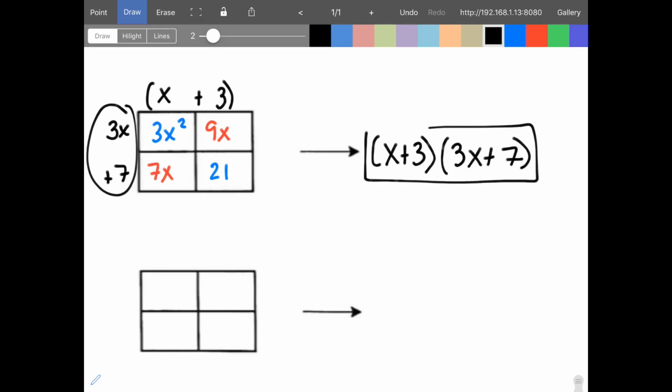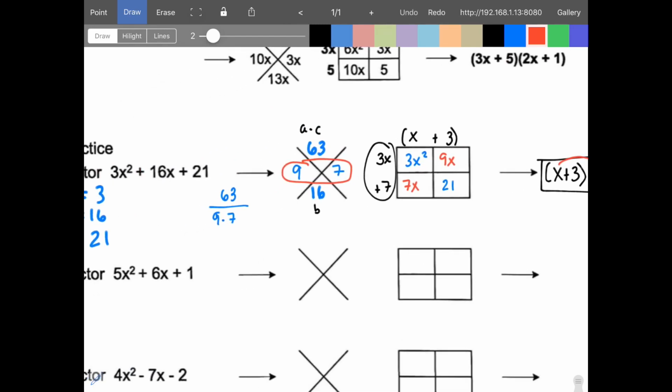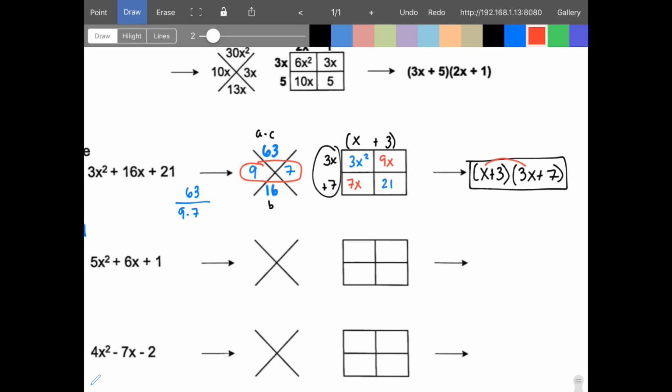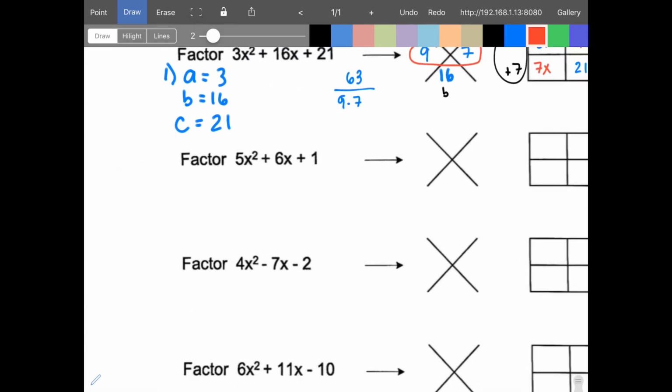Now, if we FOIL this, remember, just like it's first, outer, inner, last distribution, x times 3x, that's 3x squared. That's this piece, right? We're supposed to get 3x squared plus 16x plus 21. 7 times x is 7x. 3 times 3x is 9x. Well, 7x plus 9x is 16x. And then 3 times 7 is 21. So we got the same thing. So that should happen when we multiply back. We should always get our original trinomial. And that's the answer. So let's try another one.